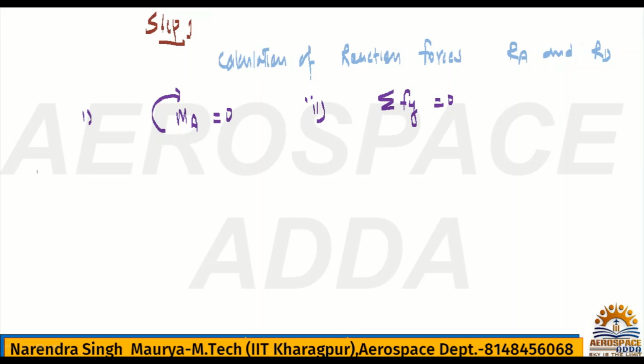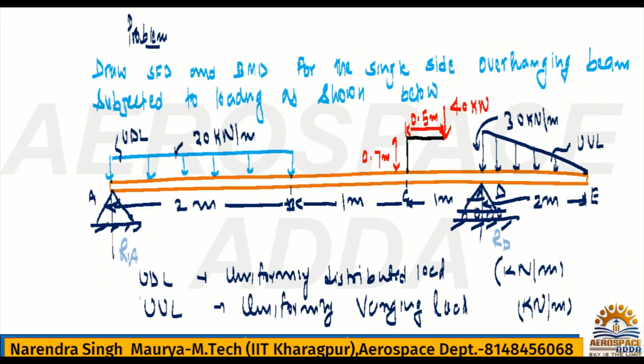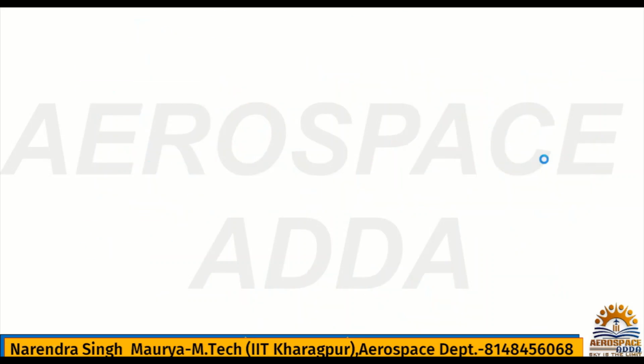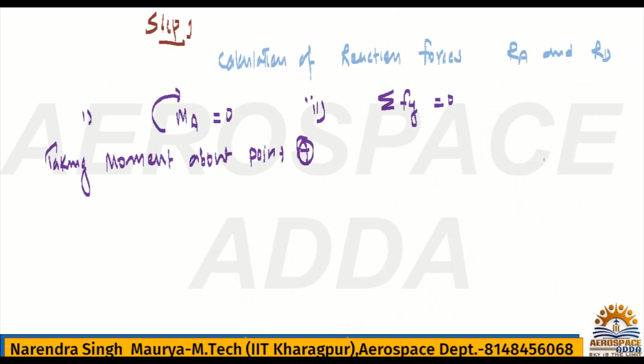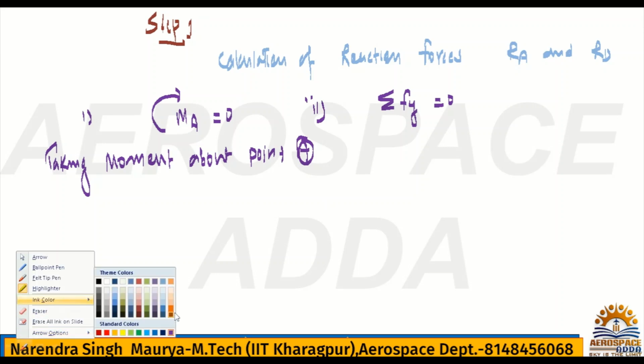First we'll take the moment about point A. Now you are master in the section calculations. You can see how to get the moment. Because of this UDL we will get a moment, and because of this, obviously the UVL will also have one. So I will replace all the loads with point loads, so it will be very easy. First I will replace the UDL. For the beam I will show the dimensions.